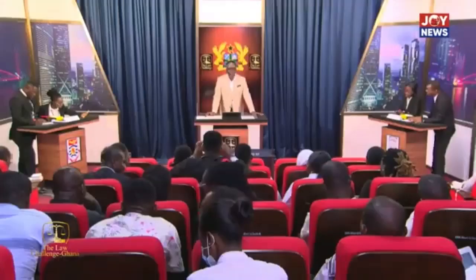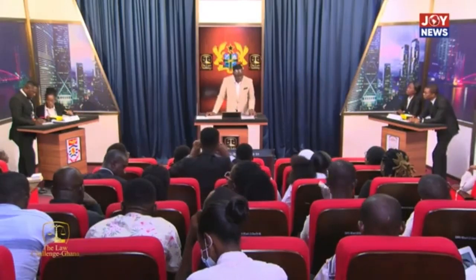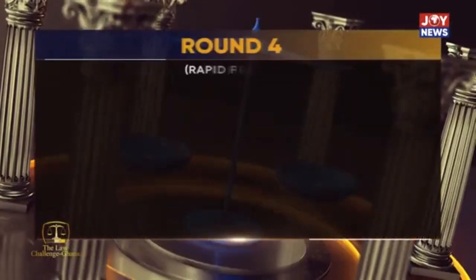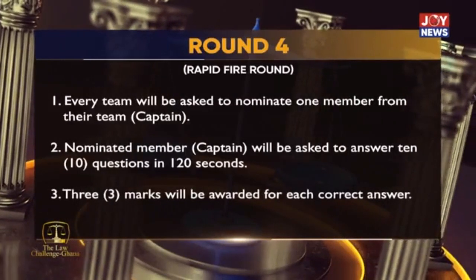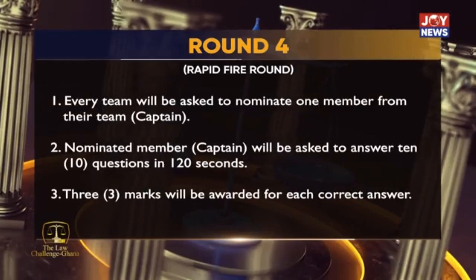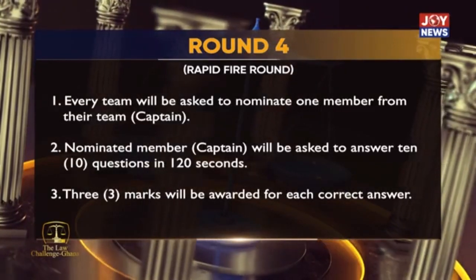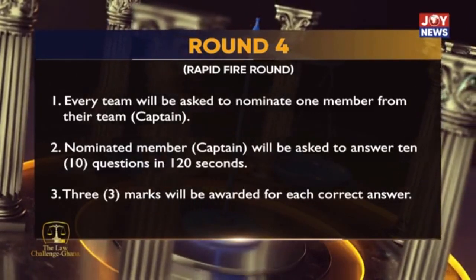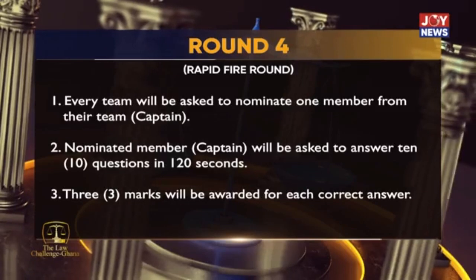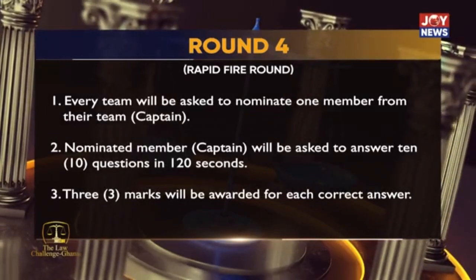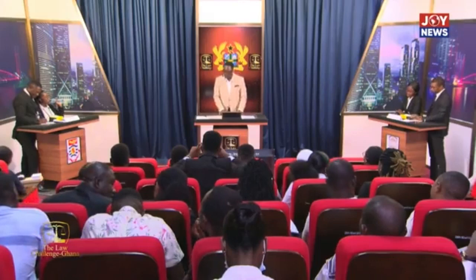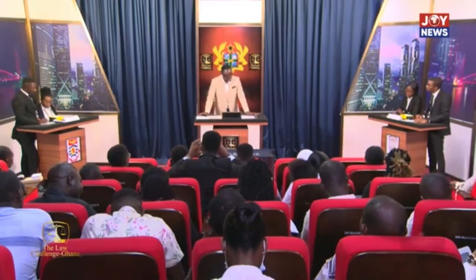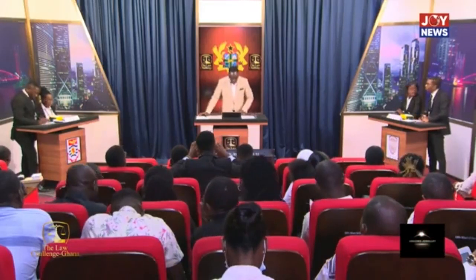Now let's get to the very final round, the fourth round of the contest. And this is the rapid fire round. Each team has a captain, and you will be asked 10 questions in 120 seconds. You have 3 marks that will be awarded to you for a correct answer. Now, ladies and gentlemen, if you are ready, and this time starting with the Mountcrest University Faculty of Law.